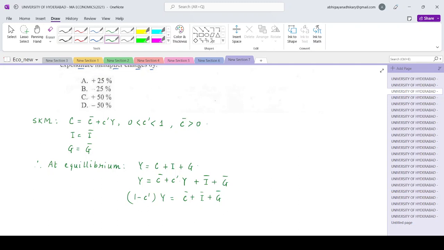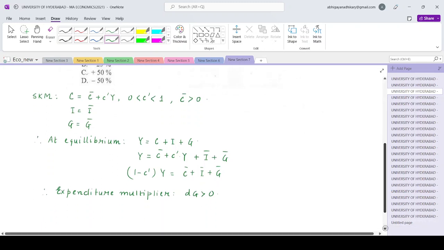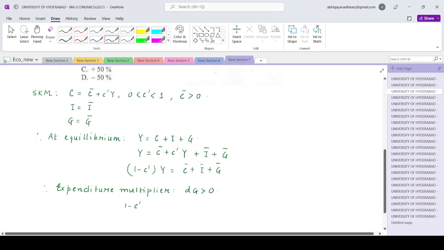Now in order to understand how the expenditure multiplier can be computed: the expenditure multiplier is basically the change in the GDP due to change in government expenditure. So the expenditure multiplier basically implies that dG is positive. If we differentiate both sides of this expression, 1 minus C prime times dY equals dG, since C bar and I bar don't change. So dY by dG is equal to 1 by 1 minus C prime.